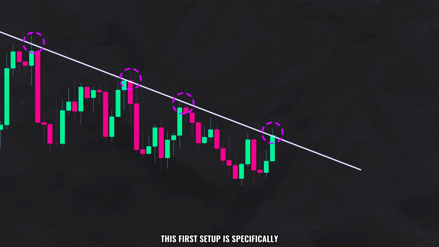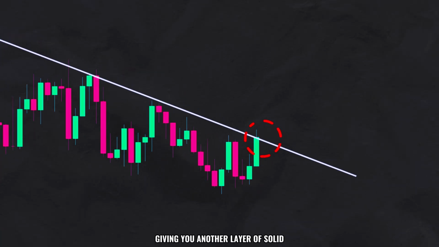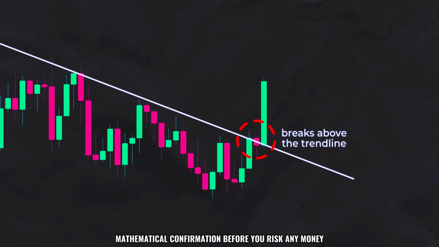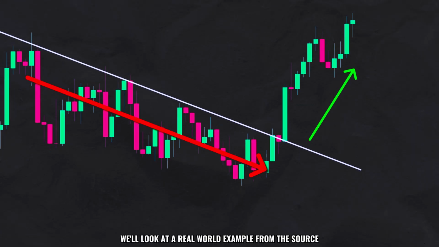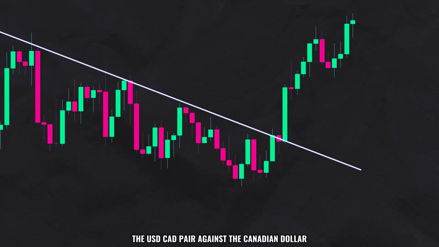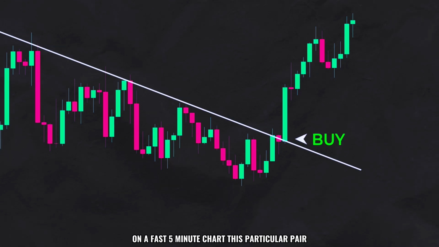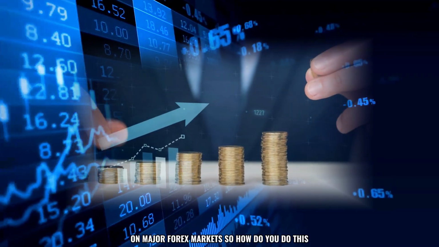This first setup is specifically designed to safely capture trend reversal points, giving you another layer of solid mathematical confirmation before you risk any money. To see how this works, we'll look at a real-world example from the source, the USD CAD pair against the Canadian dollar, on a fast 5-minute chart. This particular pair perfectly illustrates the accuracy of these setups on major Forex markets.